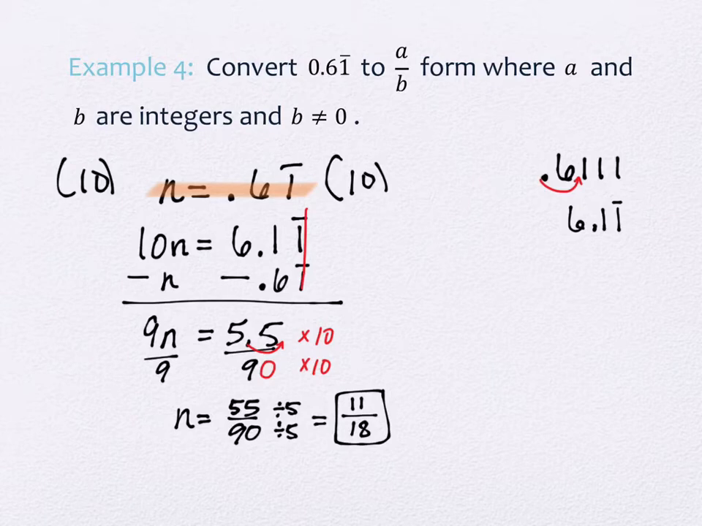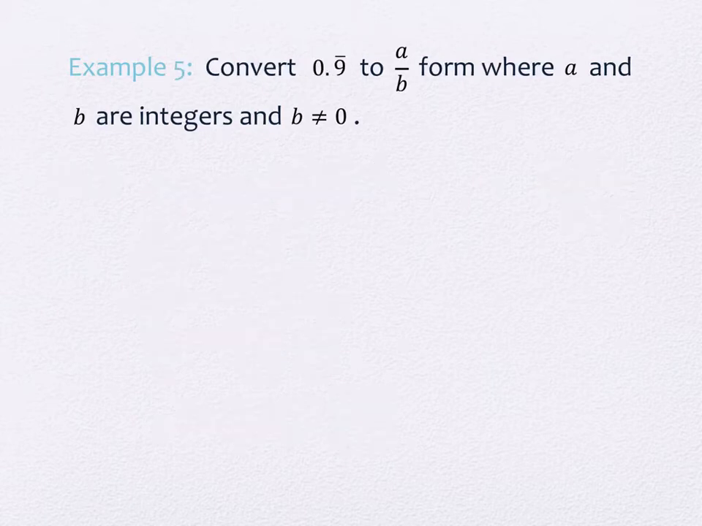Okay, I've got one more. Same directions, but something interesting is going to happen on this one. So all the processes are the same. I have n equals, and I have 0.9 repeating. Okay, how many numbers are repeating? Just one. So what will I multiply both sides by? 10. 10 to the 1, which is 10.